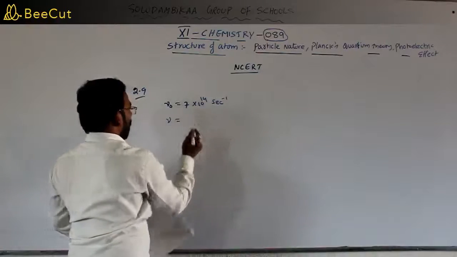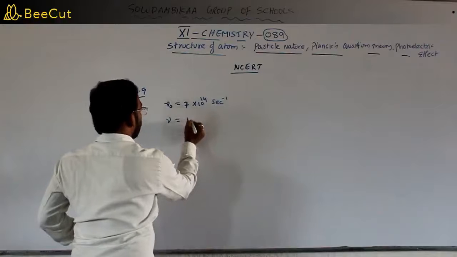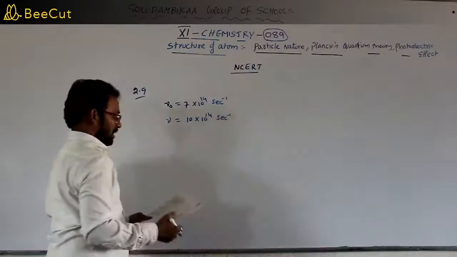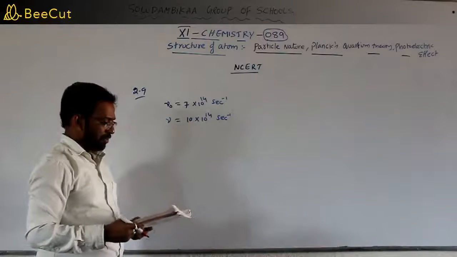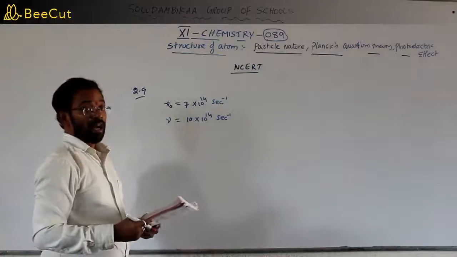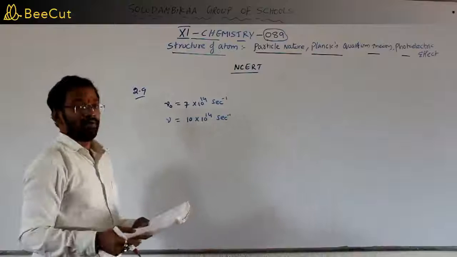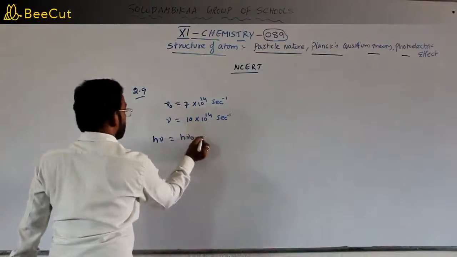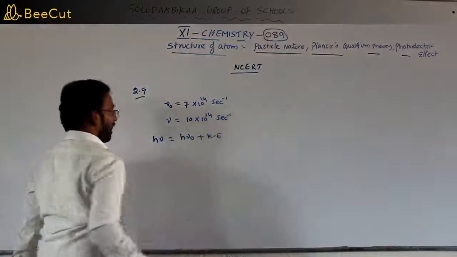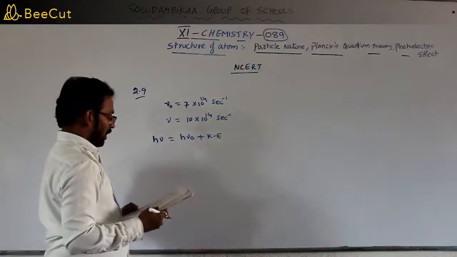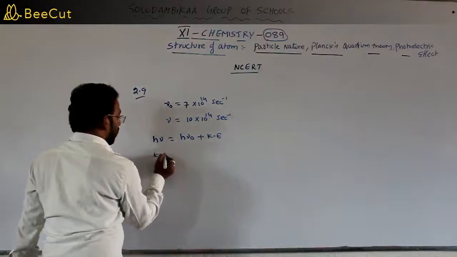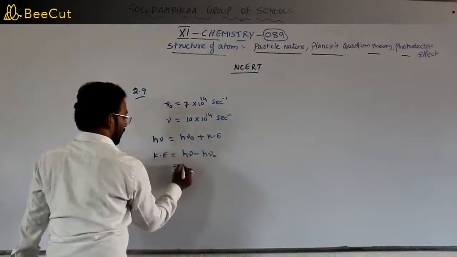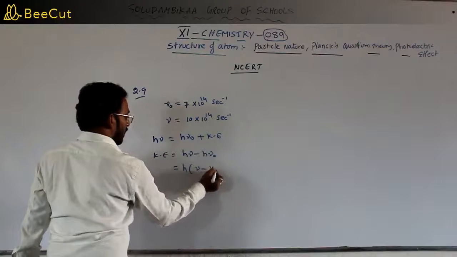Nu is given as 1 into 10 power 15, which I will write as 10 into 10 power 14 second inverse. We know that the formula for the photoelectric effect is h nu is equal to h nu naught plus KE. They ask us to calculate the kinetic energy. Kinetic energy is equal to h nu minus h nu naught. I will take h common: h into nu minus nu naught.